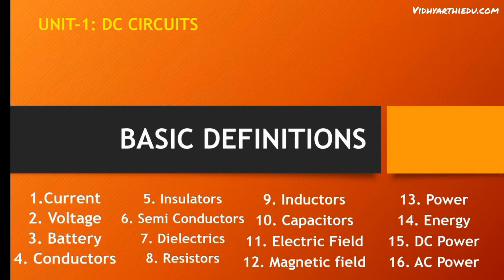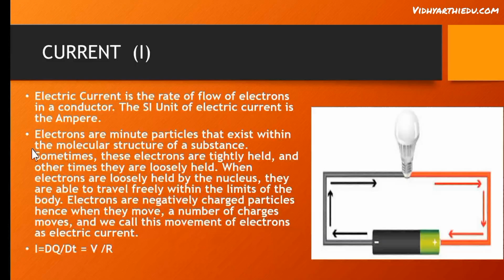Okay, let's go to the topic. First one, electric current. It is represented by the letter I. What is meant by electric current? Electric current is the rate of flow of electrons in a conductor.